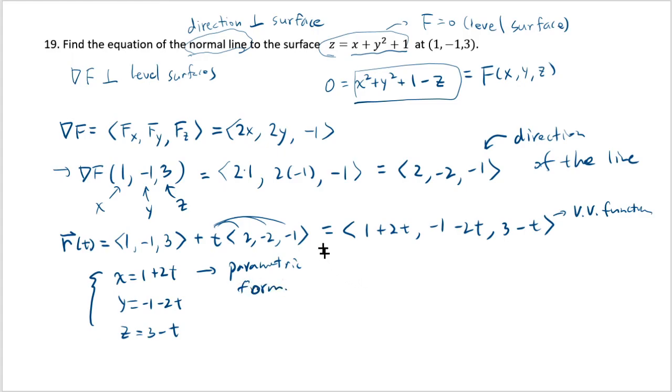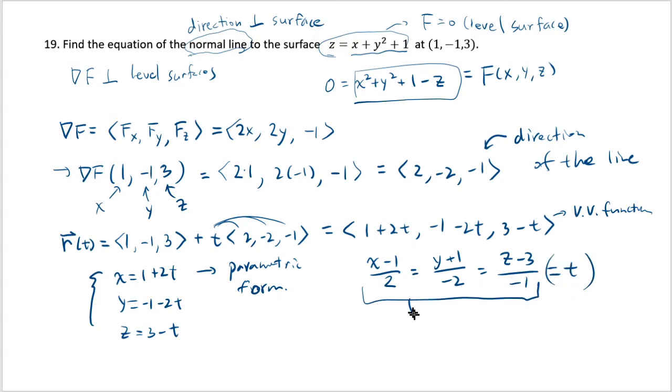And finally, if you solve these for t, that's (x - 1)/2 is t, and (y + 1)/(-2) is t, and (z - 3)/(-1) is t. All of these are t's, so this is what we call the symmetric form.